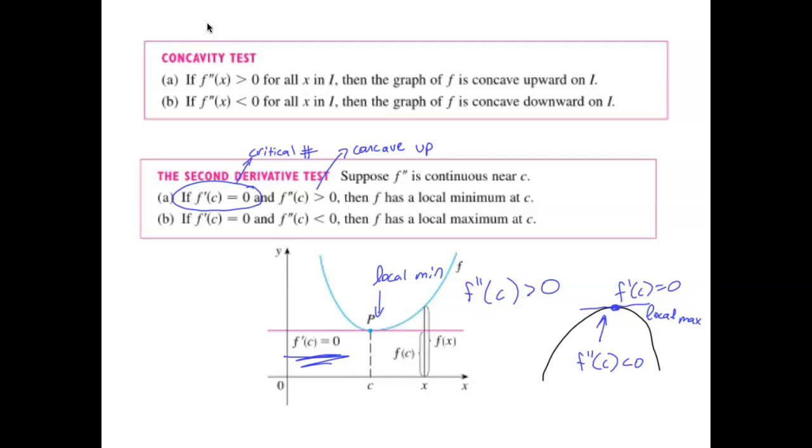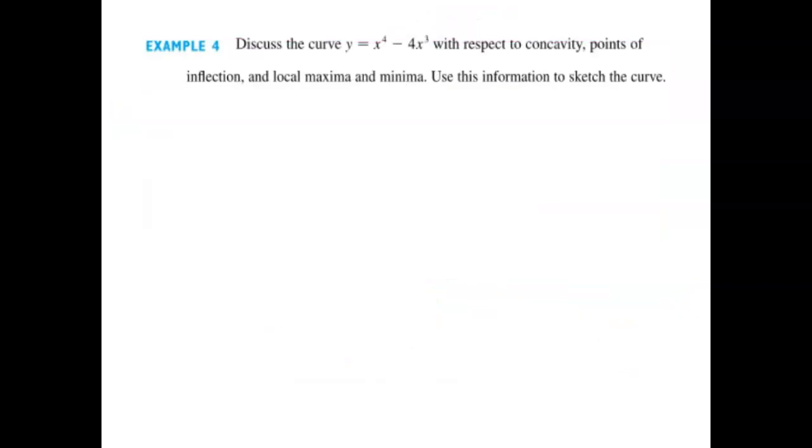All right. What our last example is going to be is to just discuss this curve. And by discuss, I mean we're going to completely sketch it out. We're going to find all its intervals of increasing or decreasing. And we won't even have to use our calculator. So, y equals x to the fourth minus 4x cubed.